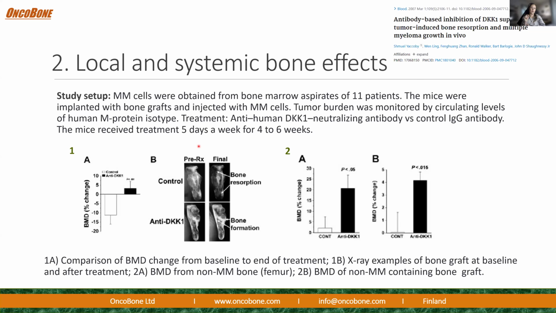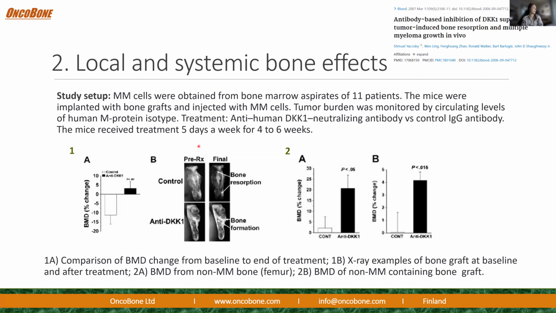So they were actually using pieces of a rabbit bone injected with multiple myeloma cells, and those were then placed under the skin of the animals. They did also measure the tumor burden in this specific model, and here they used an anti-human DKK1 neutralizing antibody and control antibody to see what is happening to the myeloma bone and also to the sort of healthy bone in this case.